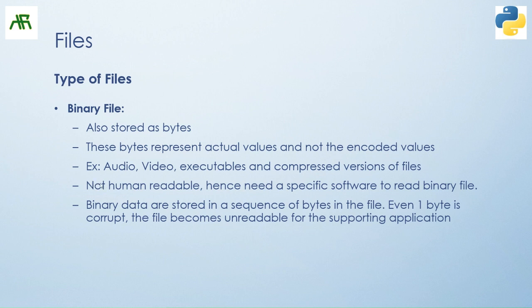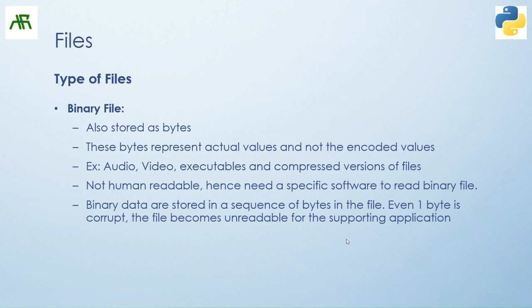Even if one byte is corrupt, the file becomes unreadable for the supporting application. These have to be handled in a very particular and safe manner, because in the case of text files, if we open the file and make changes, it's not going to impact the operations of the file. We can still read from or write into the text files. However, in the case of binary files, if a particular bit or one byte is corrupt, the entire file becomes unreadable, or it will throw up some unexpected information or data which will be completely wrong.